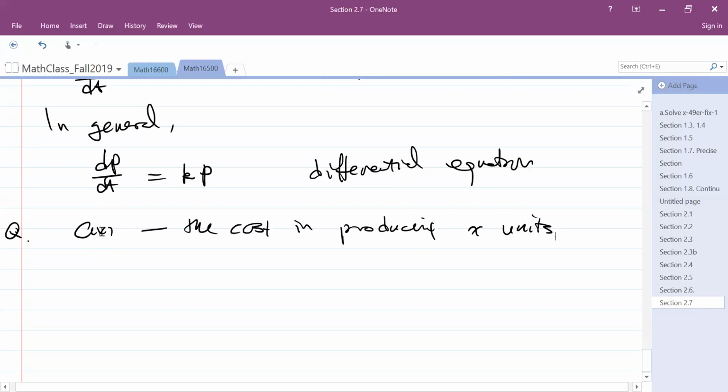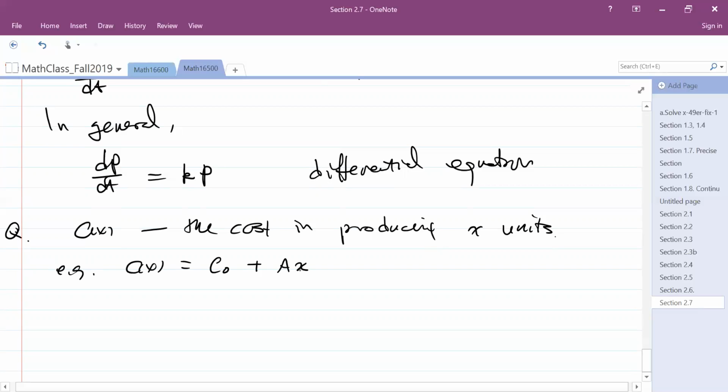It's called a fixed cost. In general, it's not a linear function. Sometimes it's like the fixed cost plus ax, and that's pretty normal: the more products you make, the cost increases linearly. But it's not always like that.